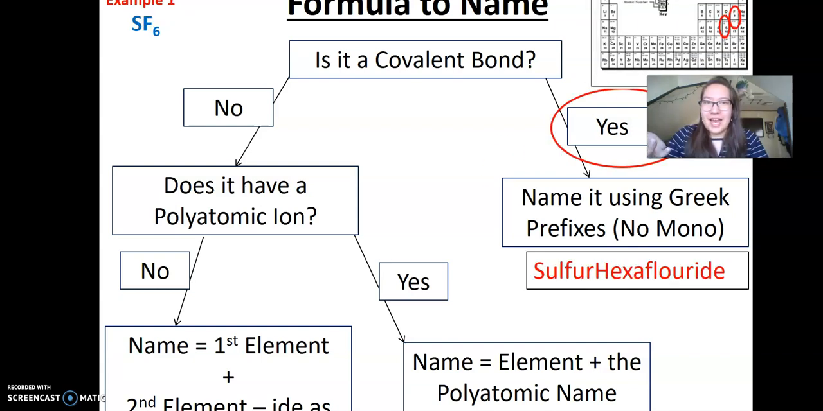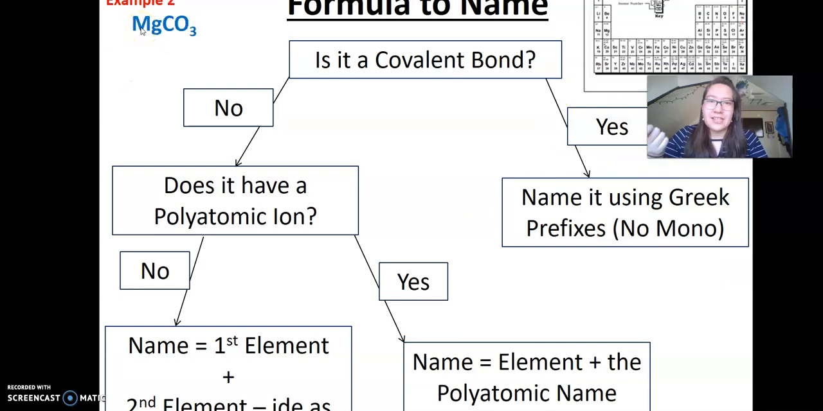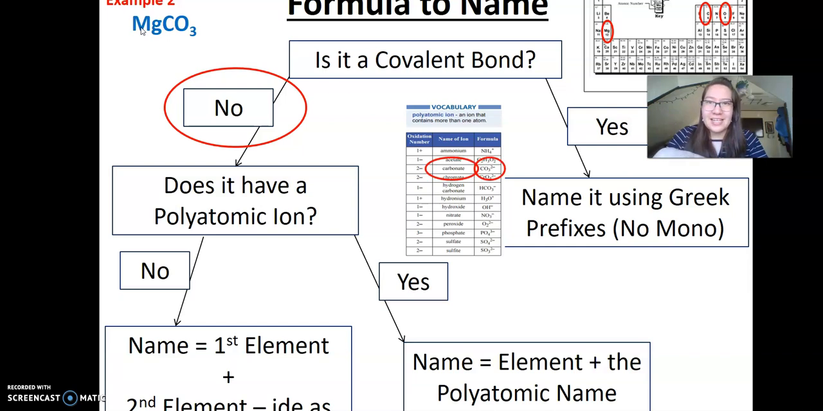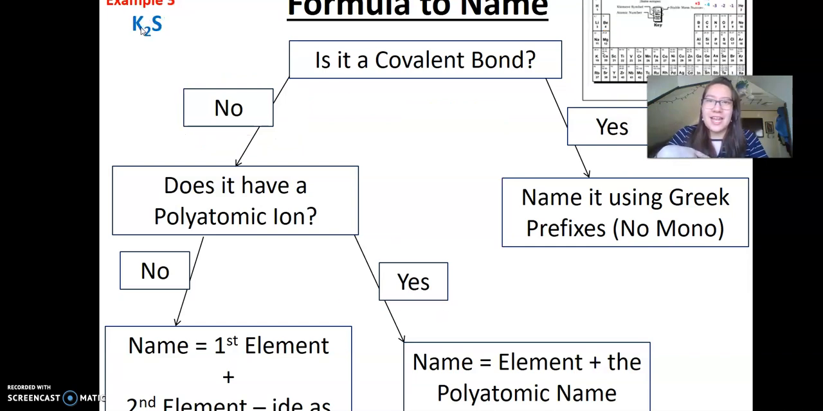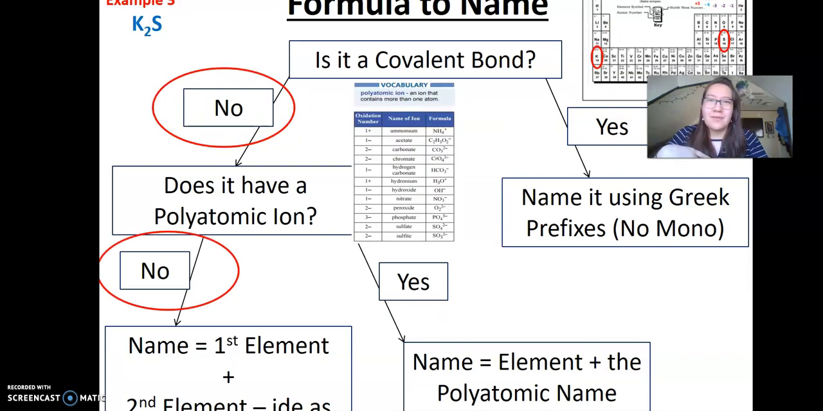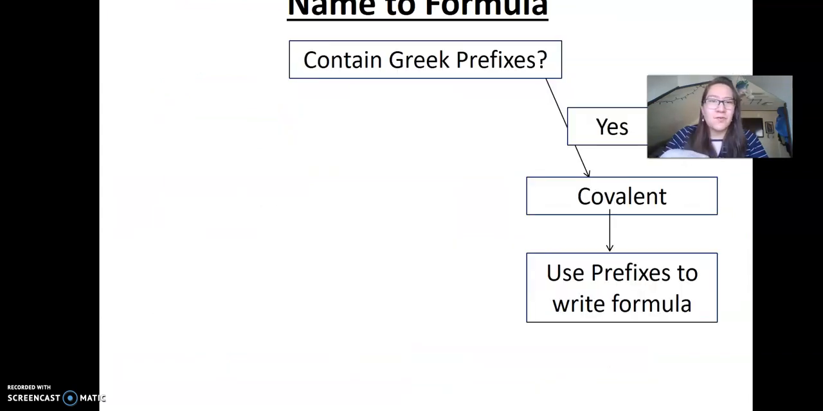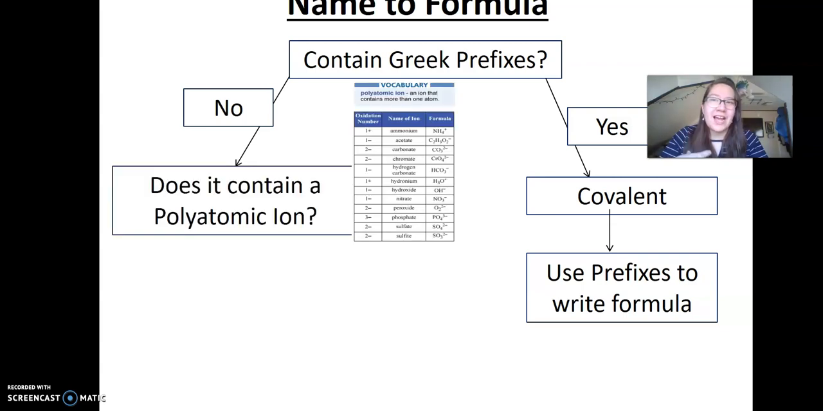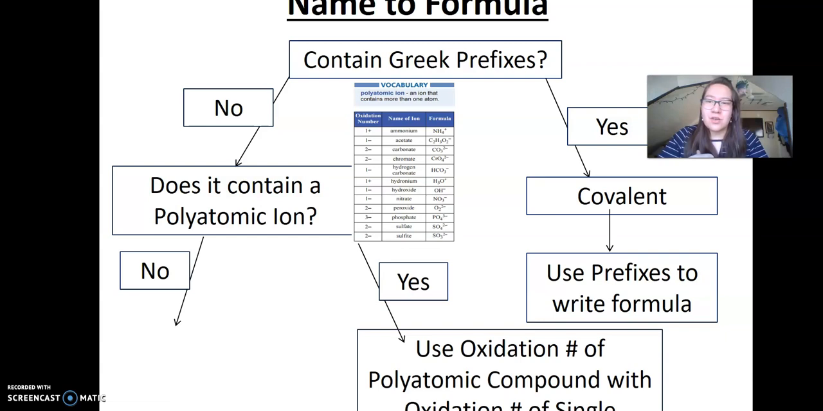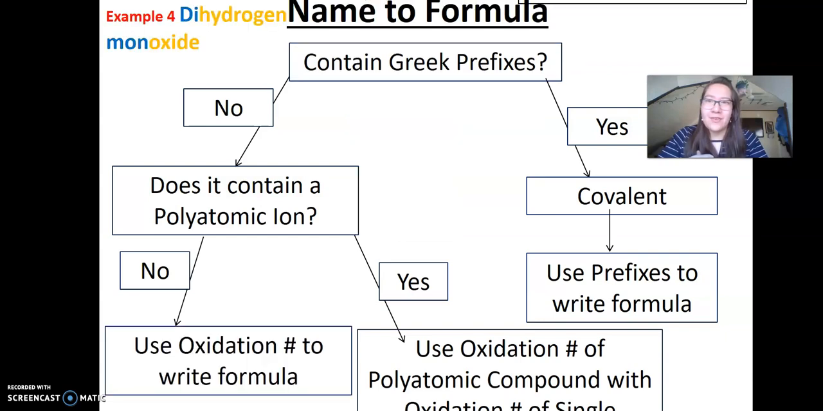Since we have a covalent bond, we just name it using Greek prefixes, and we don't use mono. So it'd just be sulfur hexafluoride. This has you go through a couple more practices with formula to name, and then we go from name to formula. If we're going from name to formula, how can we figure out what that actual letters and numbers combination is? It's just a quick flow chart to help you out.